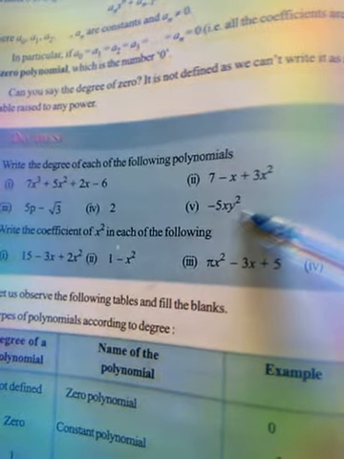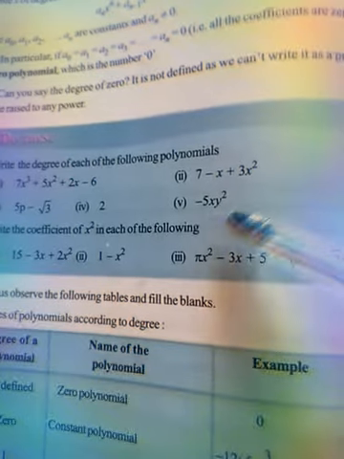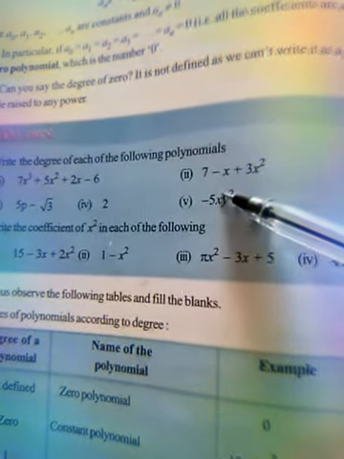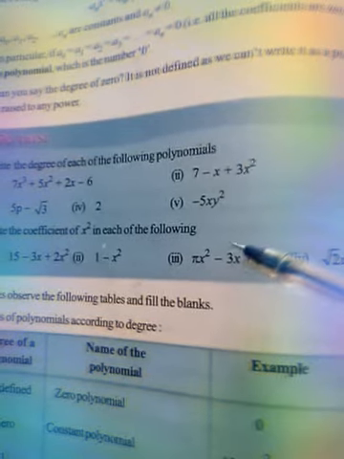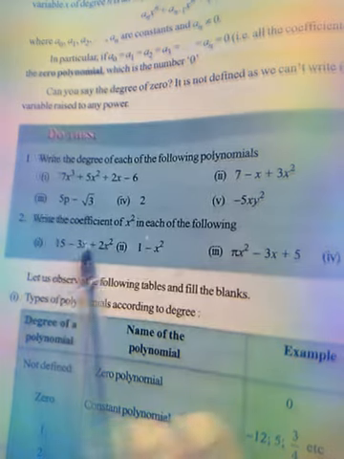Here, minus 5xy square. Here we have only one term, but it contains two variables. So the x exponent is 1, the y exponent is 2. So what is the total? 1 plus 2. So the degree is 3 here.